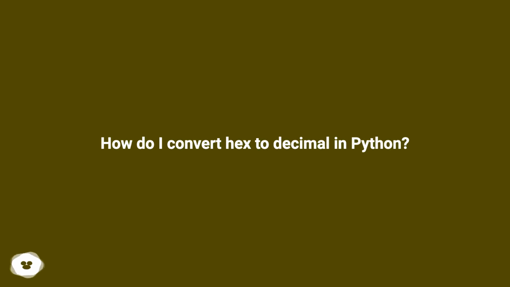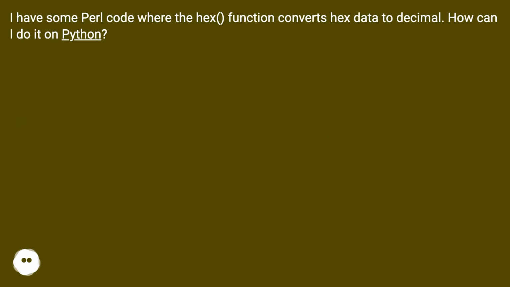How do I convert hex to decimal in Python? I have some Perl code where the hex function converts hex data to decimal. How can I do it in Python?